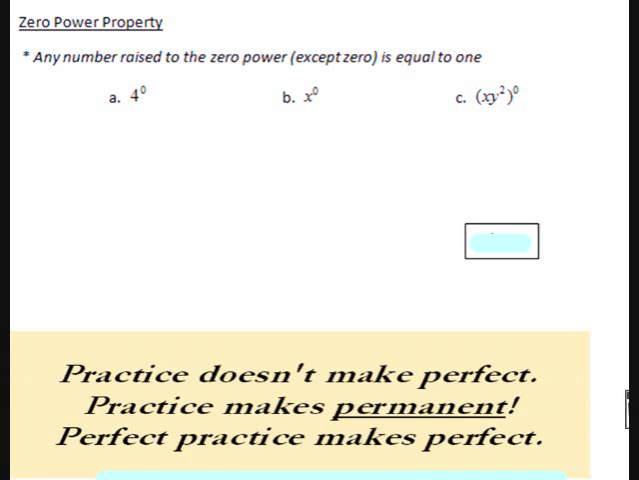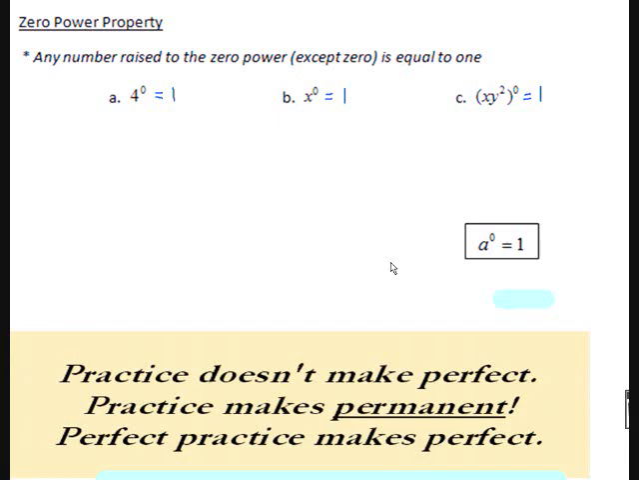You can check even on your calculator. Plug in 4 to the 0 power, plug in 100 to the 0 power, plug in 1,000 to the 0 power, negative 50 to the 0 power. Anything to the 0 power equals 1. X to the 0 power, it doesn't matter what it is, it equals 1. Something to memorize: a to the 0 equals 1.